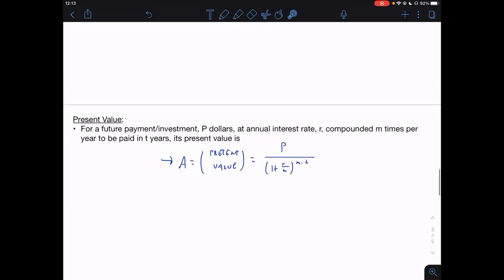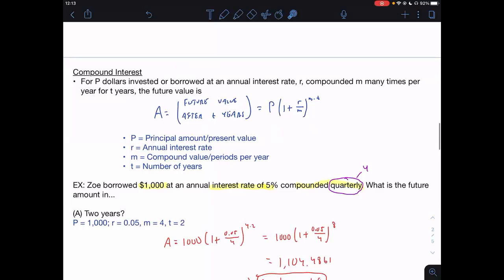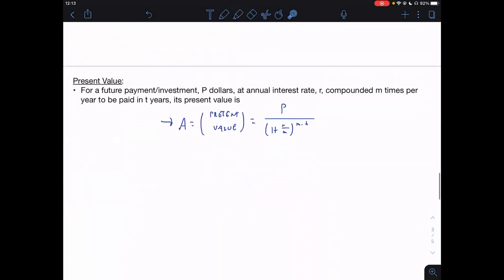Pretty much what we're doing here is solving for that initial principal. We recall the compound interest formula to calculate the future value: A equals P times 1 plus R over M to the M times T. But if we know our future value, if we know what A is and want to solve for P, then we divide both sides by this grouping, 1 plus R over M to the M times T, the exponential part of that equation. That's essentially what we're doing here. To calculate the present value, to calculate the initial principal, we take the future amount and divide that by this exponential expression.